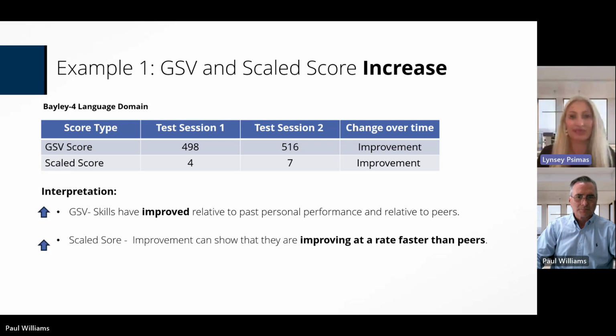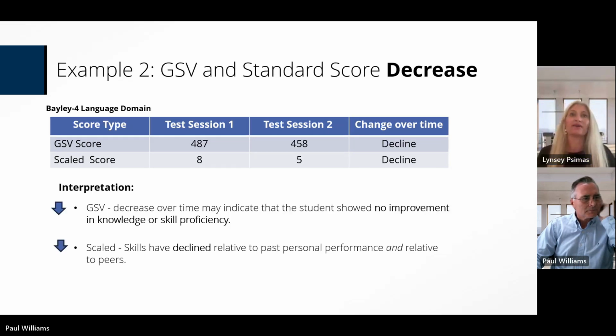In the second example, you'll see on the next slide, this is an example where both the GSV and the scaled score decline. So when your GSV, that individual performance, declines, it means that the student perhaps hasn't gained any skills. There's no improvement in their skill, knowledge, or proficiency.